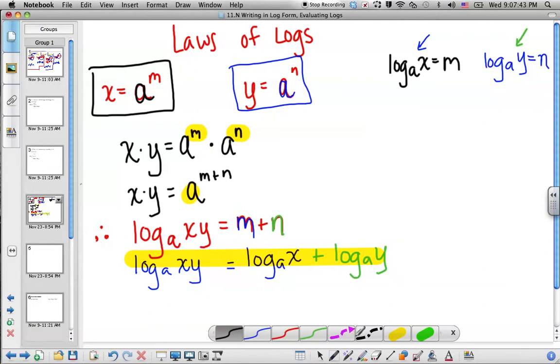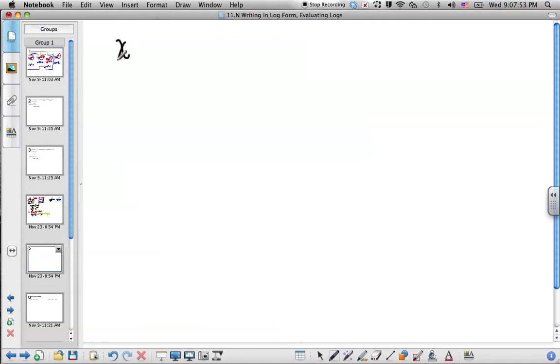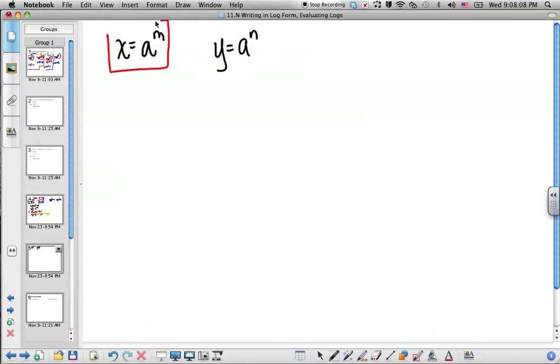I just wanted to talk about one more rule before we move on. So our second law of logs, I'm going to start off the same exact way. I'm going to say x again is equal to a to the m. Then I'm going to pick a y value, and I'm going to call that, once again, a to the n power. From here, we can write this in log form. So I'll start off with this first one. To write that in log form, I would say log of base a of my answer, which is x. That all equals m.